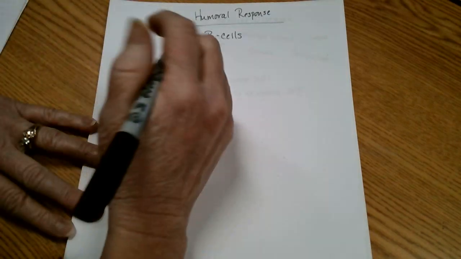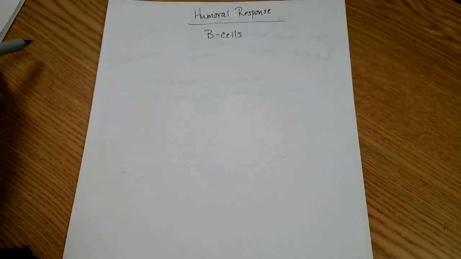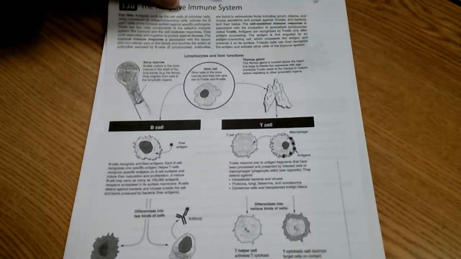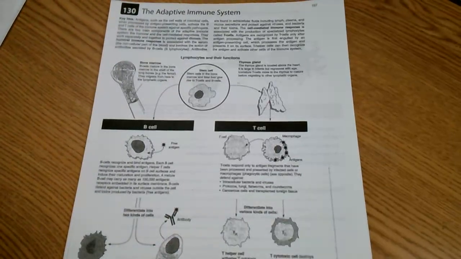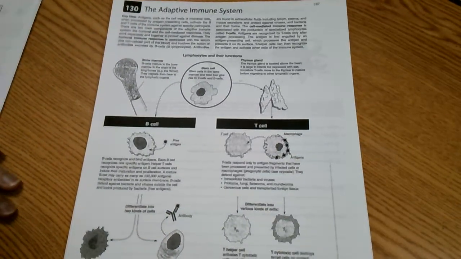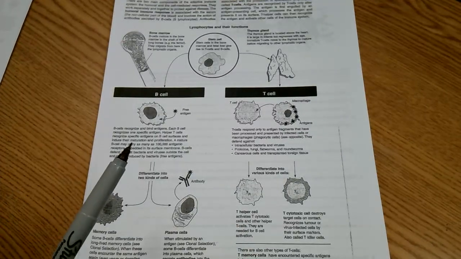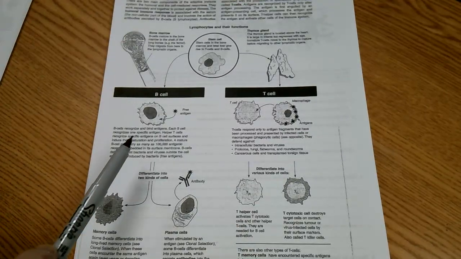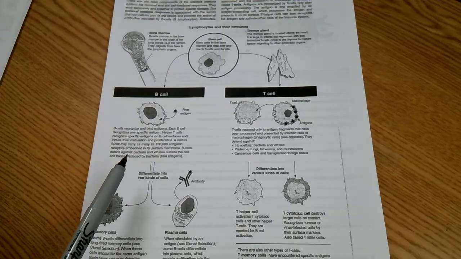So B cells, they're not going to do it themselves. Instead, they're going to use a weapon. Now, real quick, we'll look at one of the worksheets that I showed you in the last video, that compared T cells and B cells. B cells have to be activated by the helper T cells. Remember that general in charge?